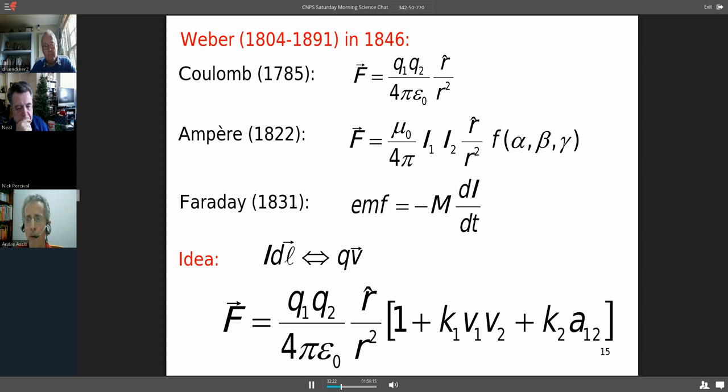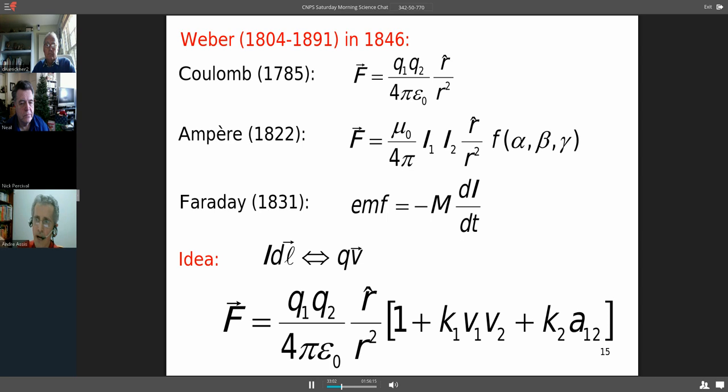And Weber also knew Faraday's law of induction, that if you change the current in the primary circuit, you induce a current in the secondary circuit. So what was Weber's idea? No one knew what a current was. So Weber's idea was simply that current is charge in motion. So if I want to unify these two laws, Ampère's law, I1 I2, should be essentially v1 v2. But there is no velocity in Coulomb. So Weber said, well, I need to introduce a term proportional to v1 v2, so that I could deduce Ampère's law.